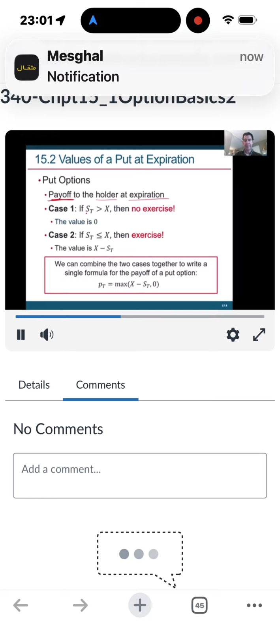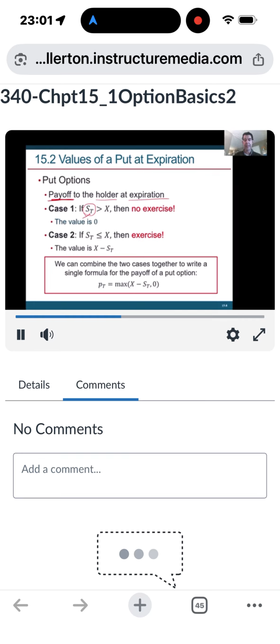So case one, if the stock price, remember this represented the stock price at expiration, if that is greater than the strike price, then of course we always want to sell at the highest price. We want to get that highest price for selling. So in this case, we're not going to exercise our put option. We just throw it out, because if I exercise it, I sell at a price of X, but the market price is higher, so I'm not going to use that, so the value is 0.